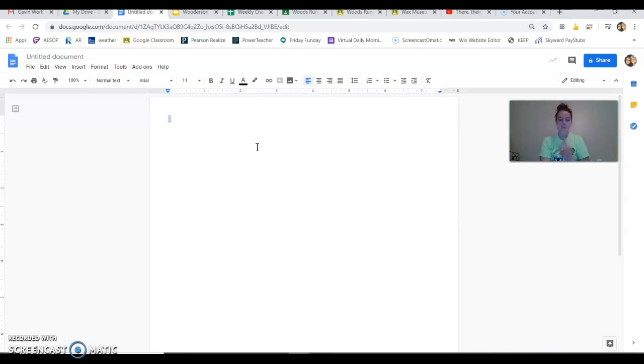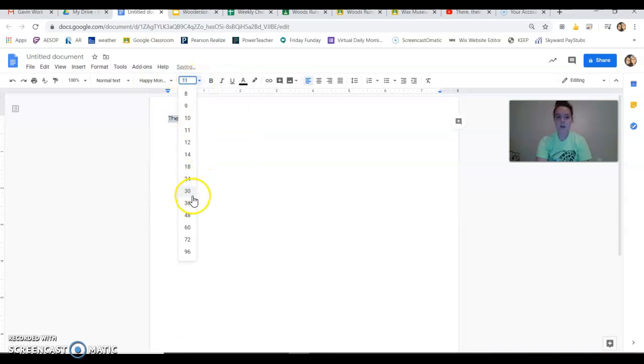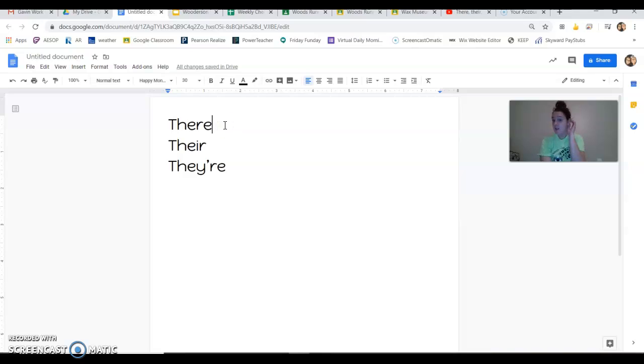I'm going to review the theirs real fast. You'll remember there are 3 different kinds of theirs. I'm going to make this a little bit bigger so that you can see it. We have there, and there. This there is talking about location. So if I say that something is over there, or there is my book, I'm using this form of there. It's talking about location. It can be an adverb or an adjective.